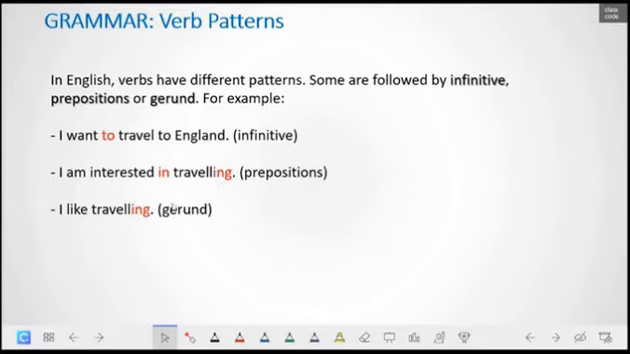Now, I like traveling. So we have the verb like. It should be followed by a verb. The verb should be in the gerund form. All right. So we've got travel. You add ing to the verb.